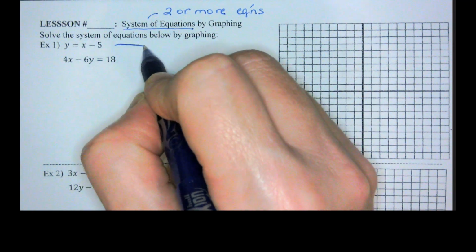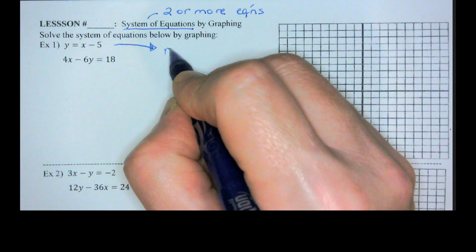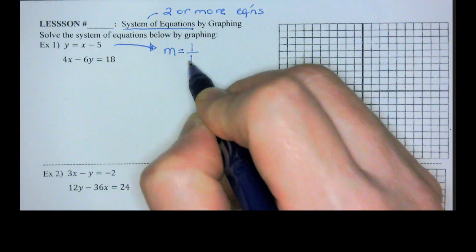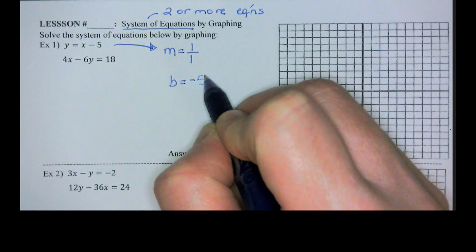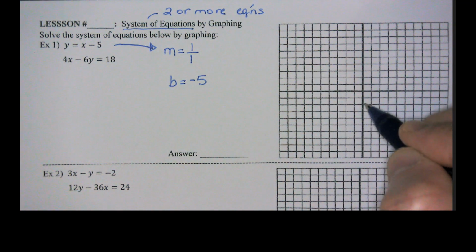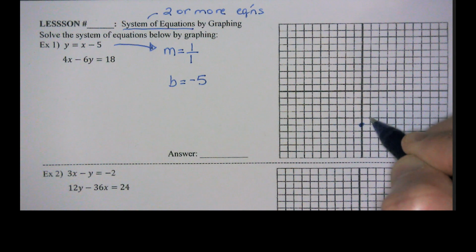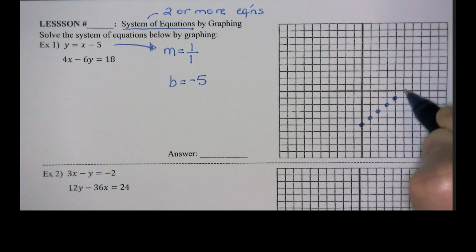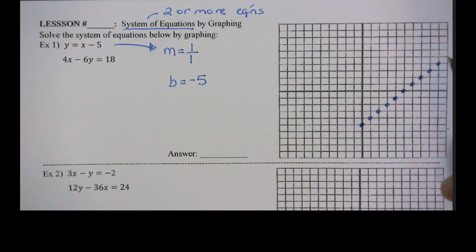So let's see. In my first equation, the y is already alone, so I can identify my slope as 1 over 1, and my b, which is my y-intercept, is -5. Therefore, I'm going to start this graph at -5. From there, I'm going to go up 1 over 1, up 1 over 1, and continue that pattern until I finish the whole right side of the graph.